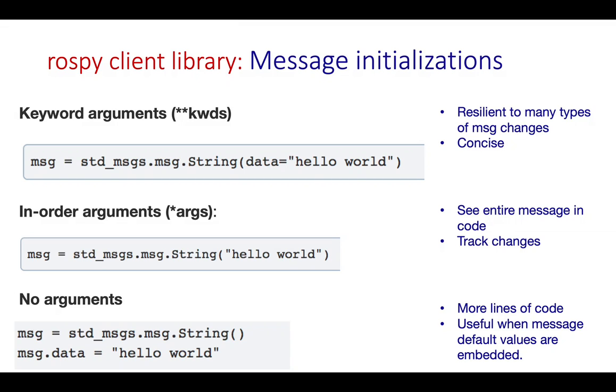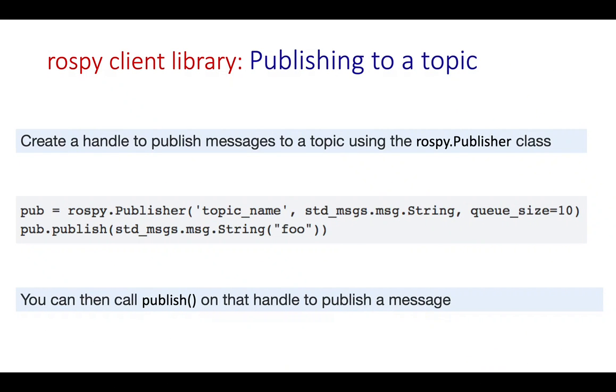Okay, so that was about constructing messages. The reason we want to construct messages is because we want to publish and subscribe to them. So let's just jump on to that part. The next functionality in the Python API is how to publish and how to create a topic to publish.